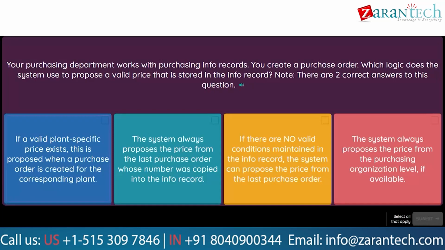Option 1: if a valid plant-specific price exists, this is proposed when a purchase order is created for the corresponding plant. Option 2: the system always proposes the price from the last purchase order whose number was copied into the info record. Option 3: if there are no valid conditions maintained in the info record, the system can propose the price from the last purchase order. Option 4: the system always proposes the price from the purchasing organization level, if available.